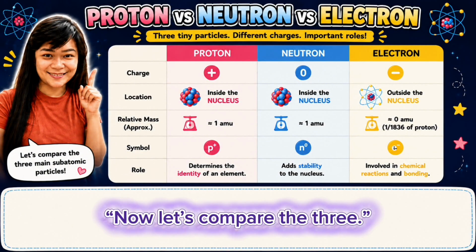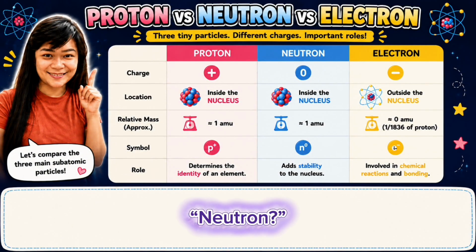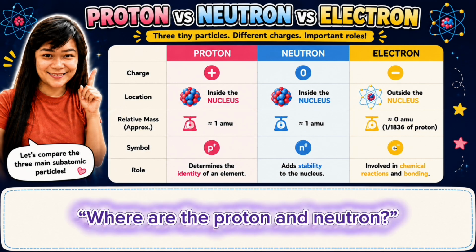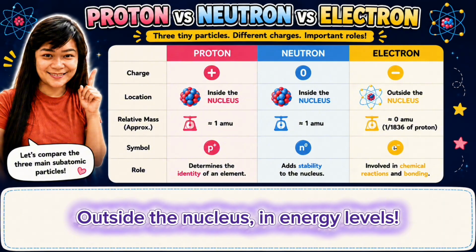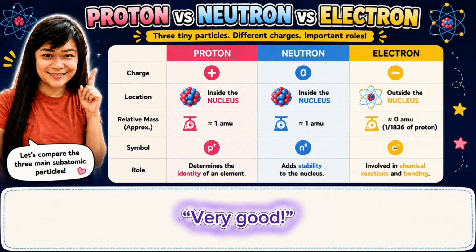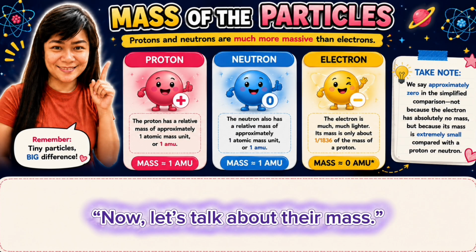Now let's compare the three. Proton, positive. Neutron, neutral. Electron, negative. Where are the proton and neutron? Inside the nucleus. Where are the electrons? Outside the nucleus, in energy levels. Very good! Now, let's talk about their mass.